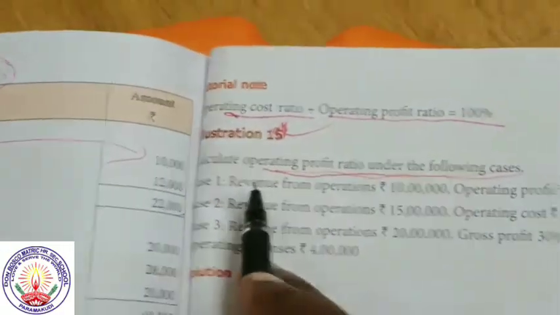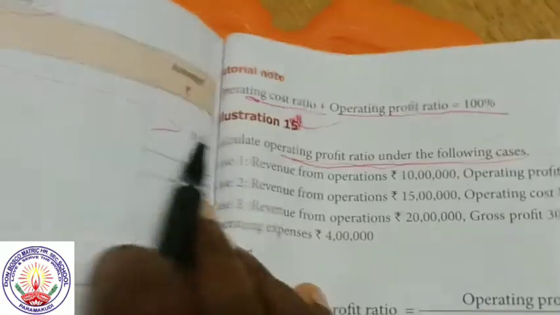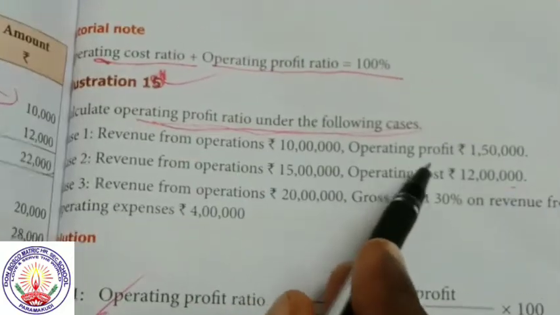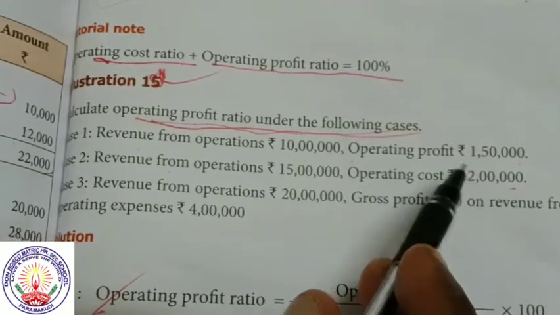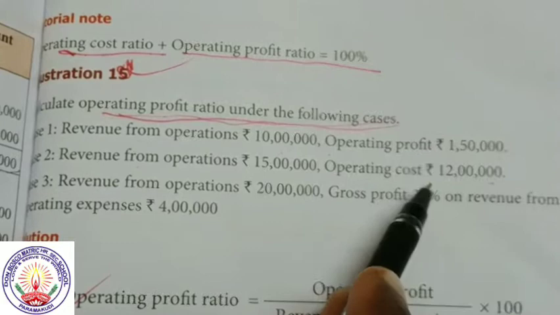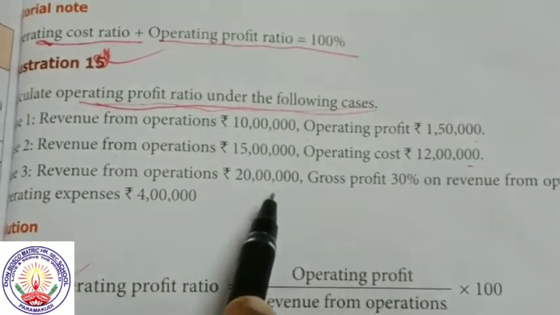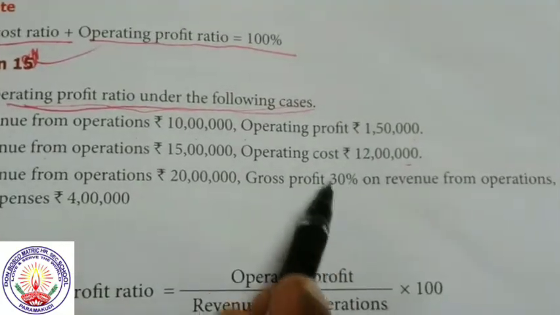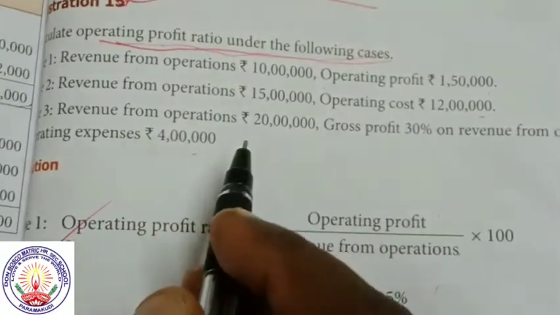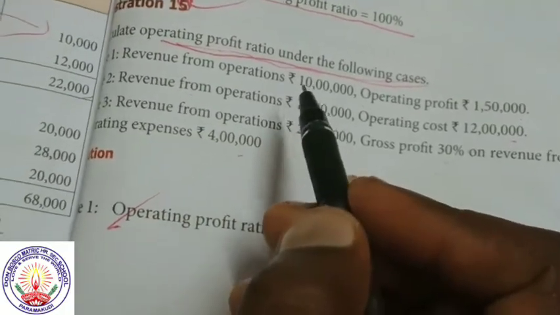Illustration 15. Calculate operating profit ratio under the following cases. Case 1: Revenue from operation rupees 10 lakhs, operating profit rupees 1,50,000. Case 2: Revenue from operation 15 lakhs, operating cost rupees 12 lakhs. Case 3: Revenue from operation 20 lakhs, gross profit 30% on revenue from operation and operating expense 4 lakhs. Now find out the sum. Calculate the operating profit ratio.